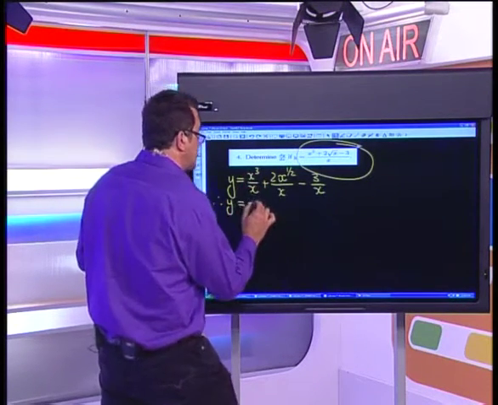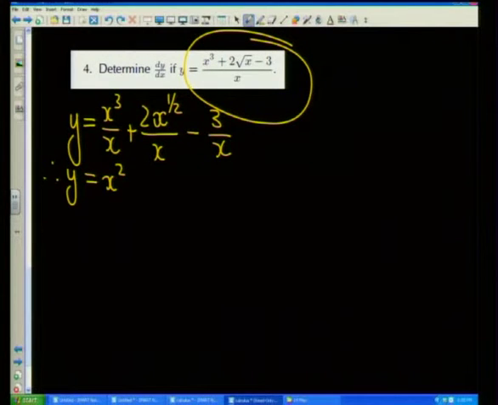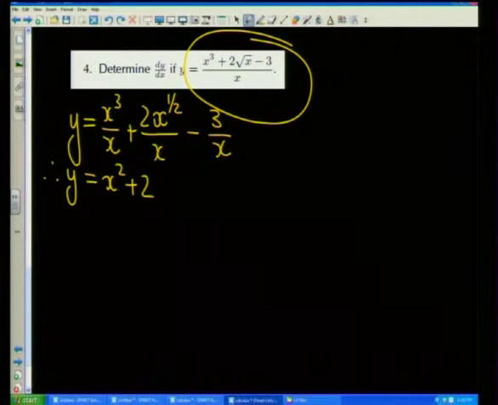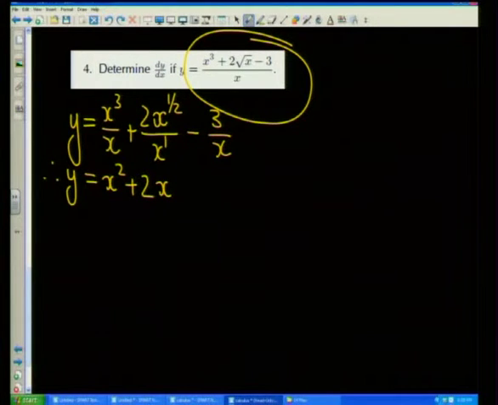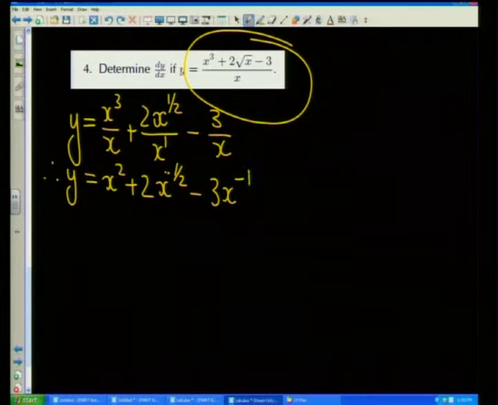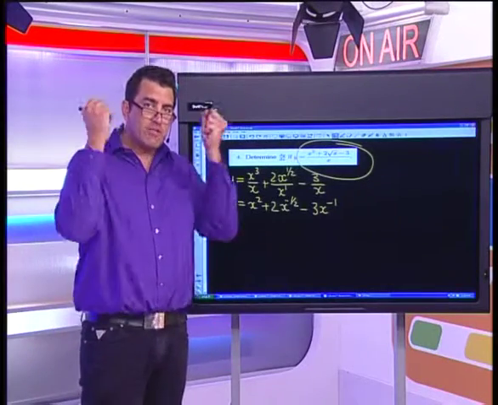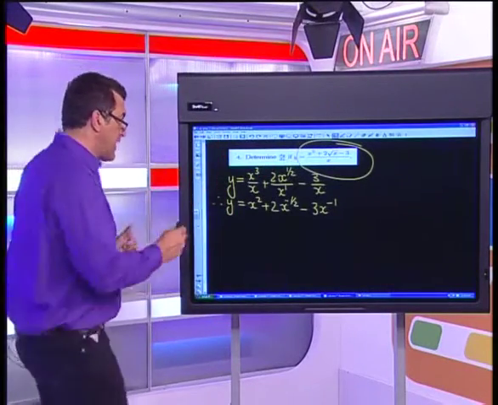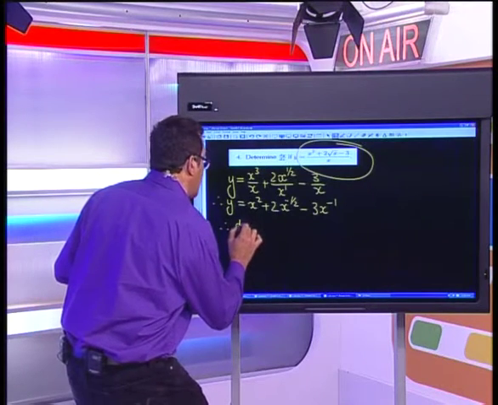x cubed over x is x squared, plus 2, x to the half minus 1 is x to the minus a half at the top. And here, I've got 3 over x, and we know that that is minus 3x to the minus 1, folks. Now you can see, every term has got an x with a power. Okay, and James is whispering in my ear, I've got to hurry up.